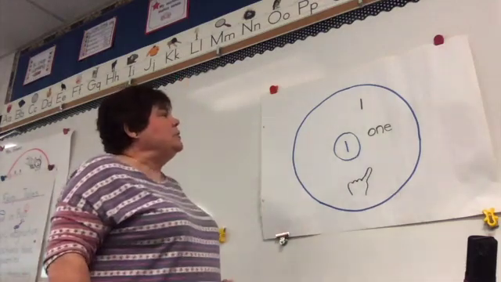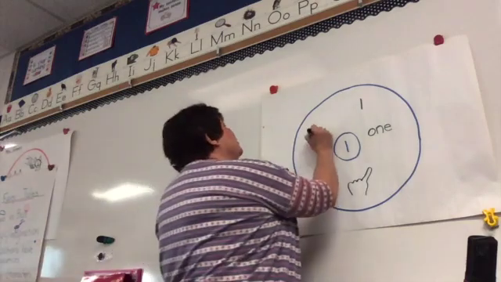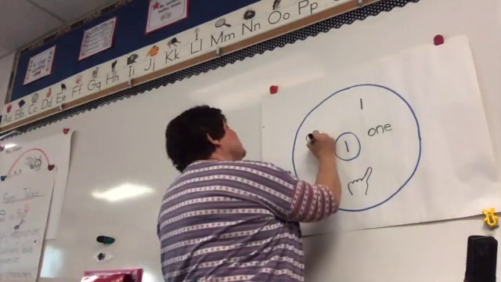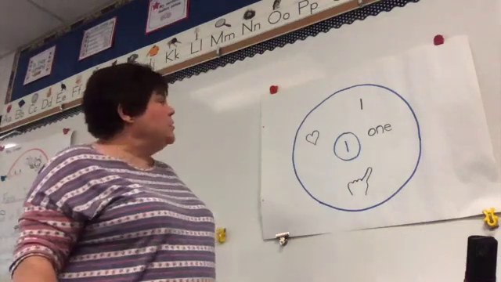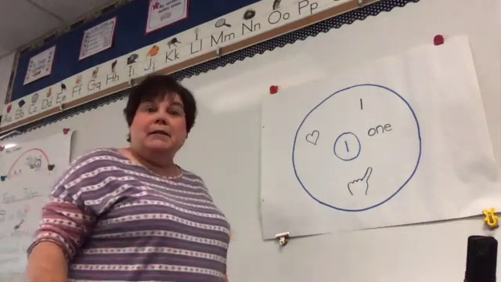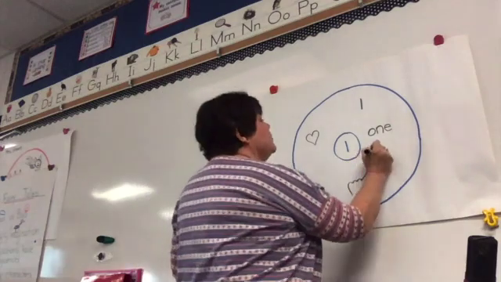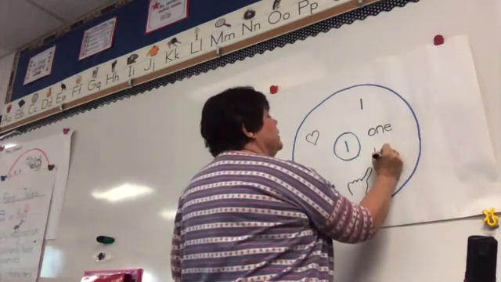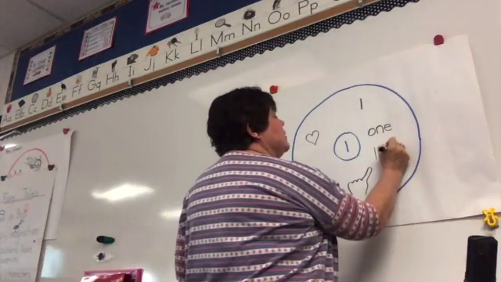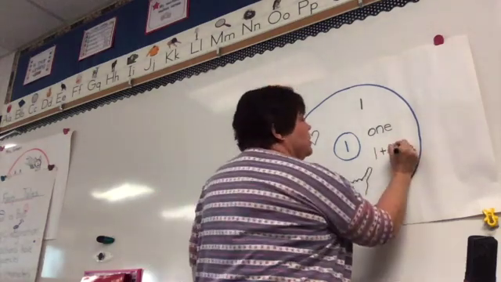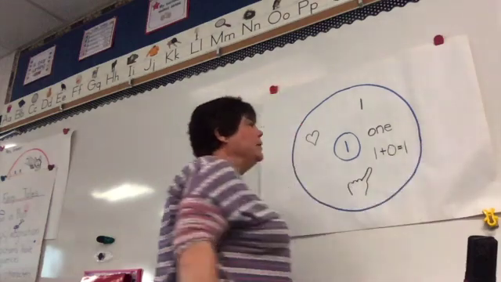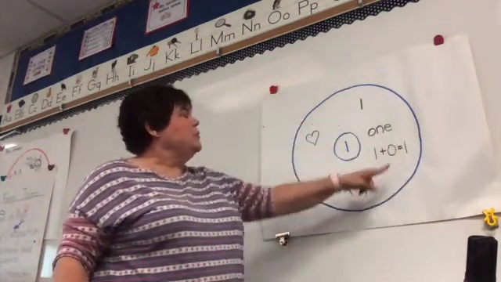I could also do 1 heart. There's one heart. I could also make a plus sentence. Because if I said 1 plus 0, because 0 is nothing, equals 1. There's a few ways.